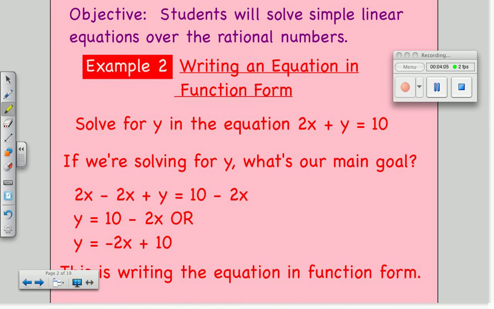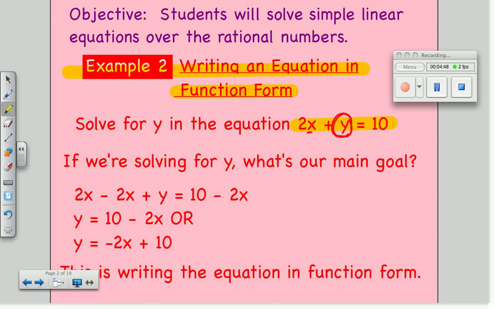Example 2. Writing an equation in function form. So solve for y in the equation. I want you to write 2x plus y equals 10. So when you write it in function form, that means the x is the input and the y is the output. If the y is going to be the output, then I want y by itself on one side of the equal sign. Okay? So now we're solving for y. And I'm not going to get a number because when you have two variables, it's not enough clues to figure that out.